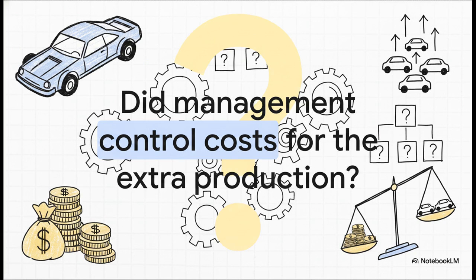Honestly, just looking at these raw numbers, the budgeted totals versus actual totals, it's incredibly difficult, if not impossible, to tell. I mean, yeah, they produced more cars, so of course it costs more money. But did it cost the right amount of money for that extra production? Without a highly structured system to break down those unit costs, we're literally completely in the dark.